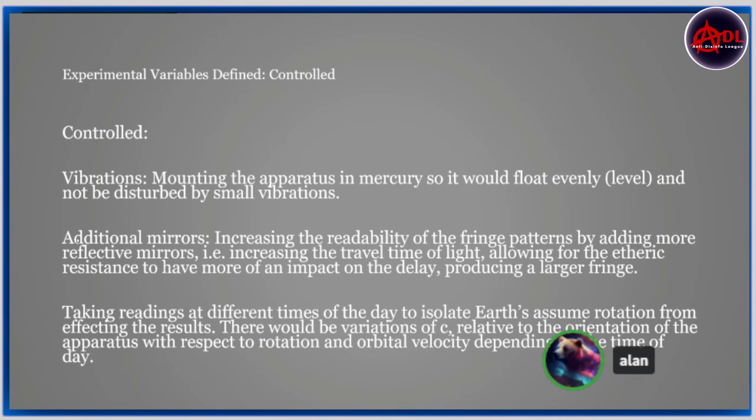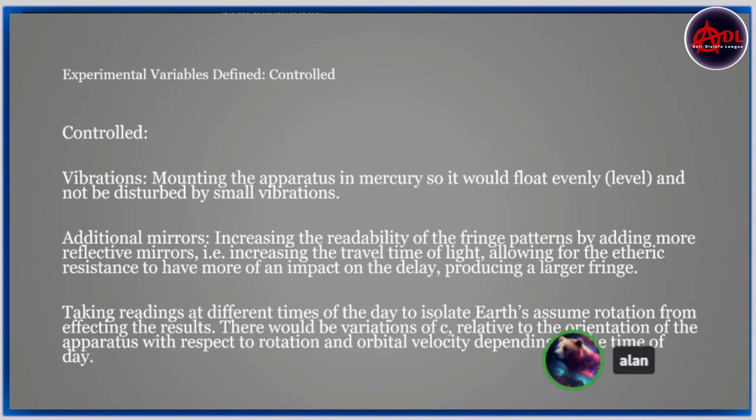And they could move it and get it situated and all that. Additional mirrors were also added to the apparatus to increase the distance that light would have to travel, so that they could get a stronger effect on the light, so that they could get a stronger fringe shift reading.